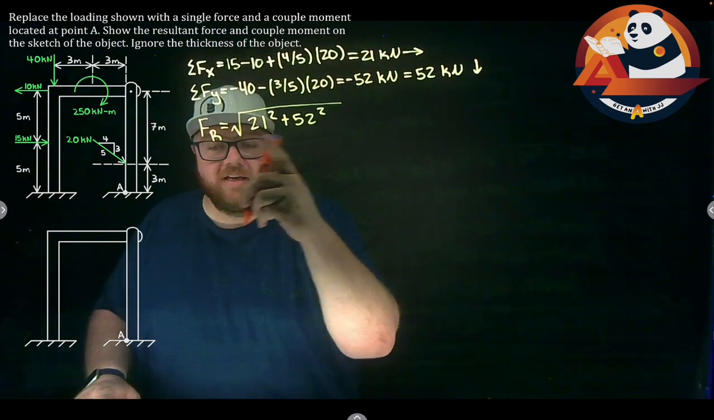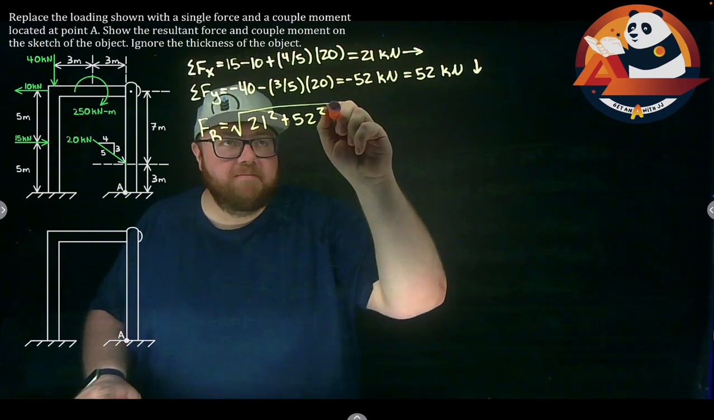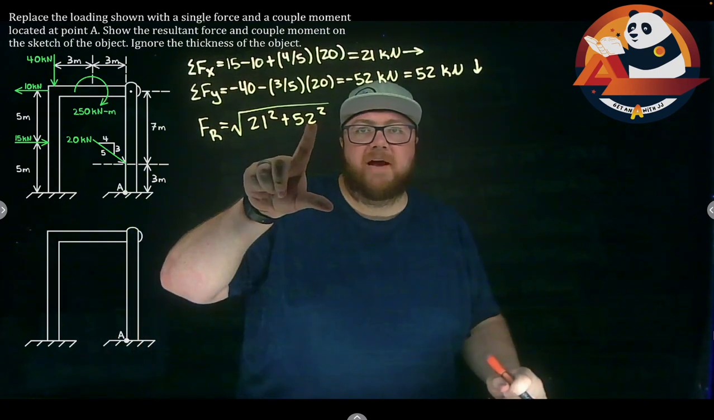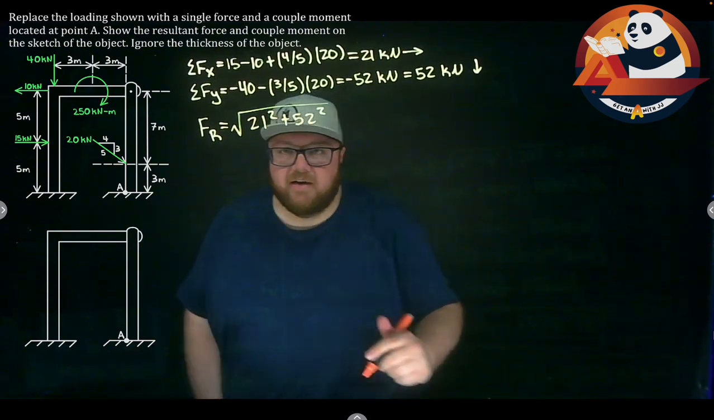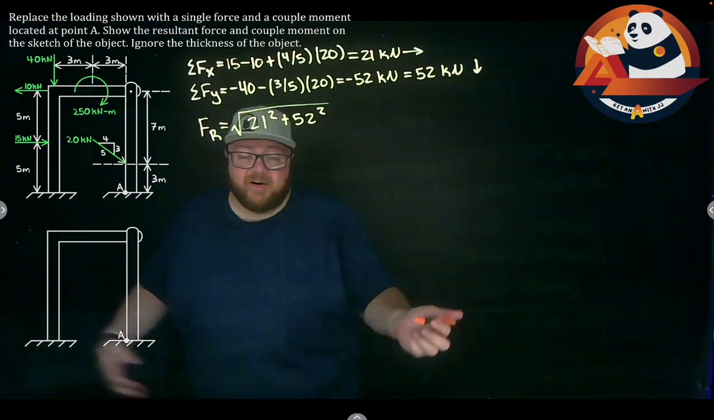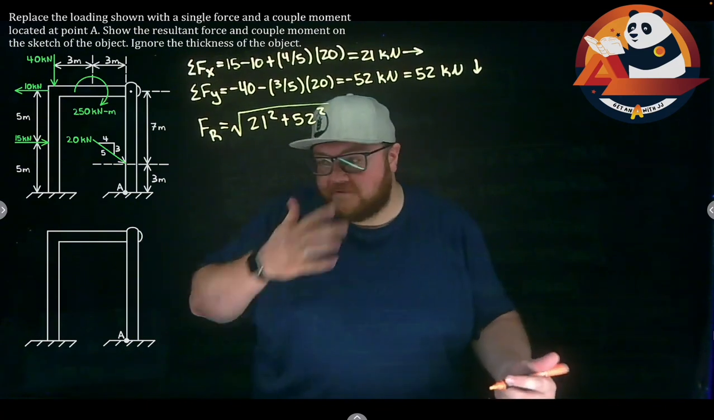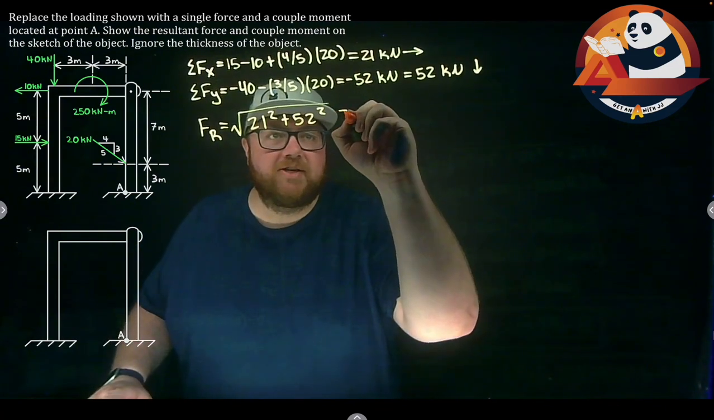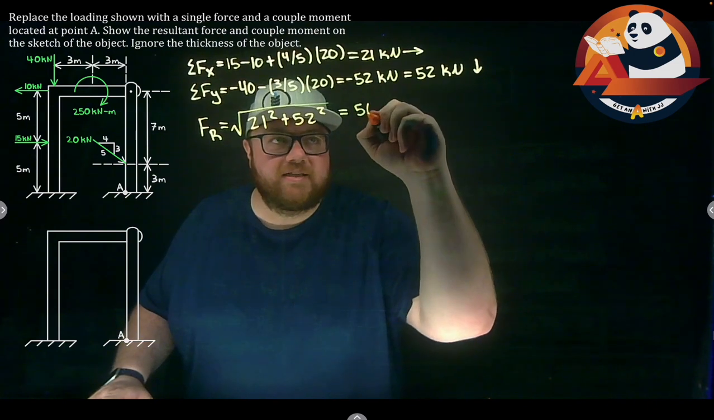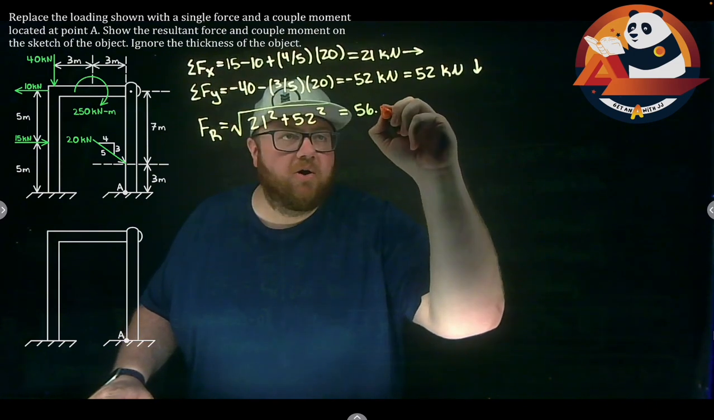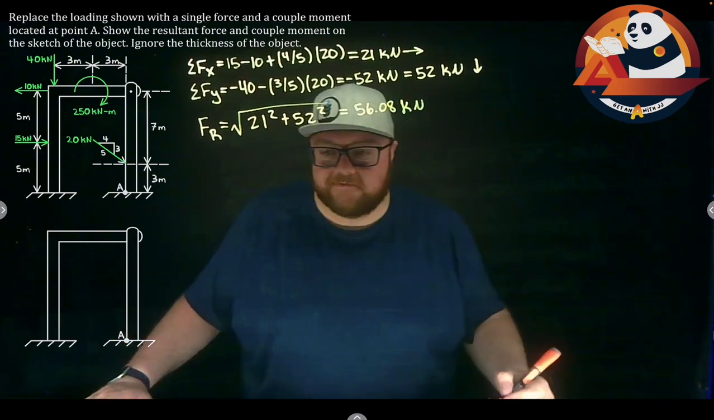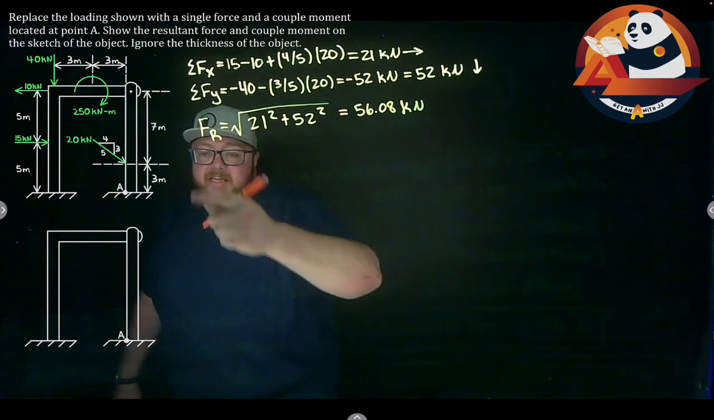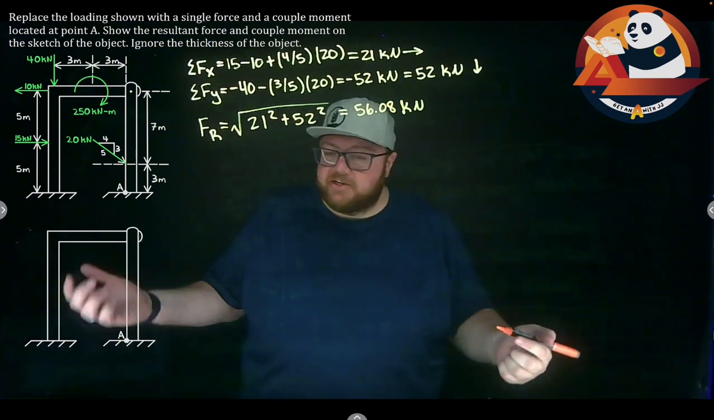And I always put things in as positives into my magnitude calculation because I know, for example, negative 52 squared is the same thing as a positive 52 squared. But I avoid random weird sign errors if I just treat it all as a positive. This is going to get me that my magnitude is 56.08 kilonewtons. I also need to get the direction on that. Magnitude, I need direction here.